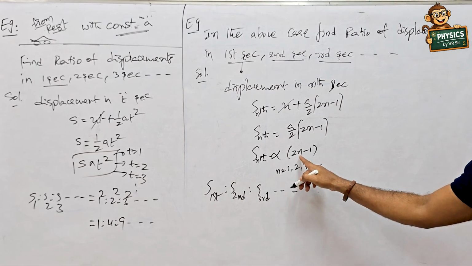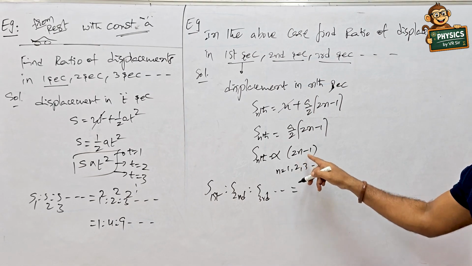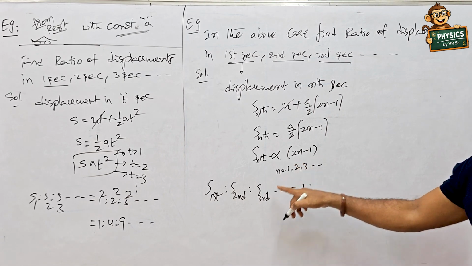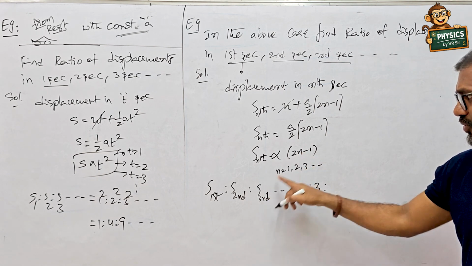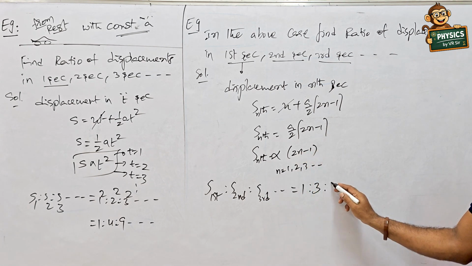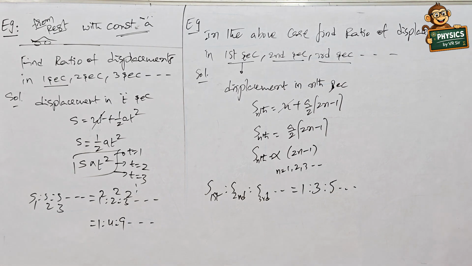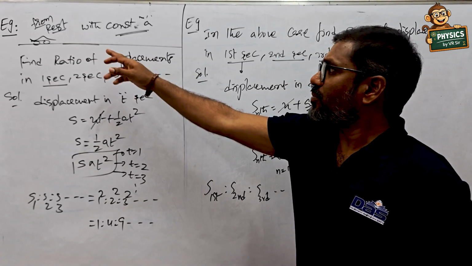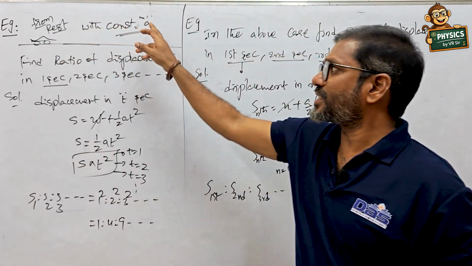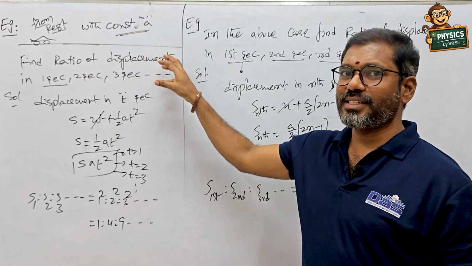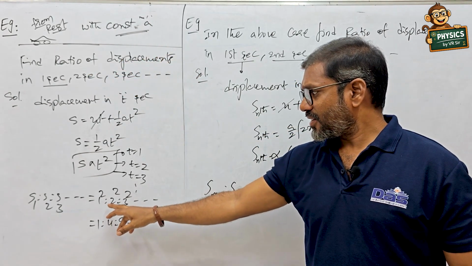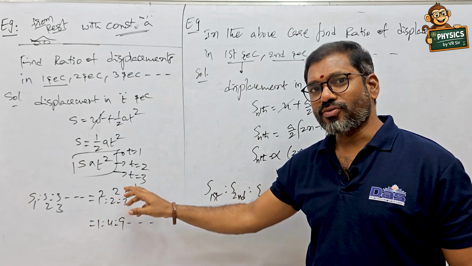This must be equivalent to, substitute n equivalent to 1, 2 minus 1, 1 is to 2. Substitute n equivalent to 2, 4 minus 1, 3 is to 2. Substitute n equivalent to 3, 6 minus 1, 5 and so on. Now what is the conclusion we can give? If an object starts from rest, moving with constant acceleration, the ratio of the displacements in 1 second, 2 seconds, 3 seconds is the ratio of the squares of the integers.